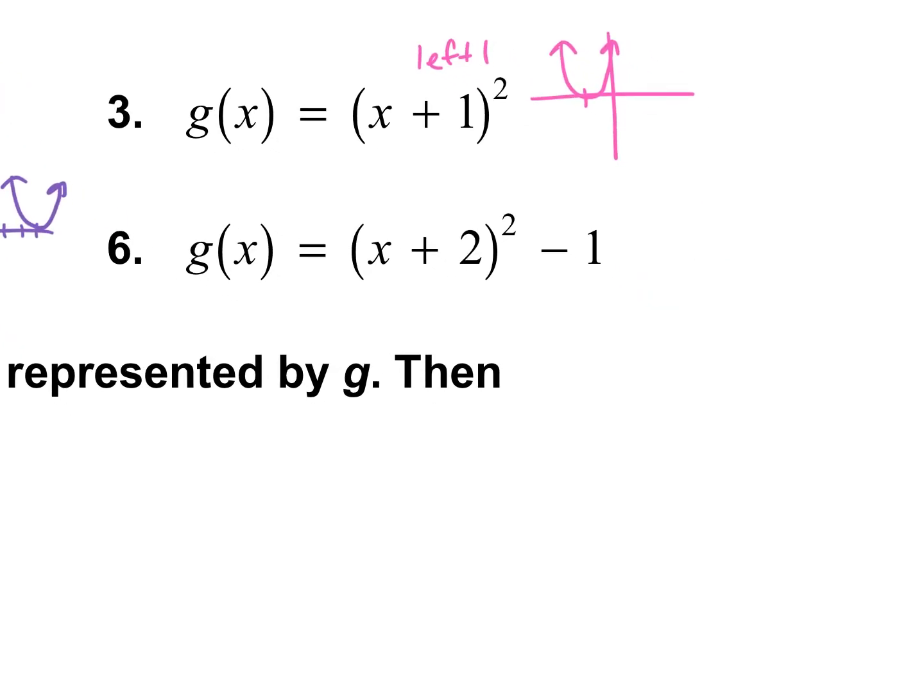And what about for number 6? When I add 2 on the inside, which way do I go? Left 2. And when I subtract 1 on the outside, down 1. So for my graph, I go to the left 2 and down 1. So my parabola would be right there.